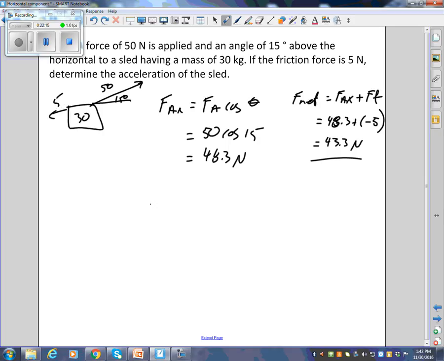And now, what's the next part? F net equals MA. Again, notice I'm putting my steps in little chunks. I'm lining up my equal signs. I'm writing the formulas, even though I know how to do this. 43.3 is equal to the mass of 30 times A. How do I solve? Divide by 30. 1.44 meters per second squared.